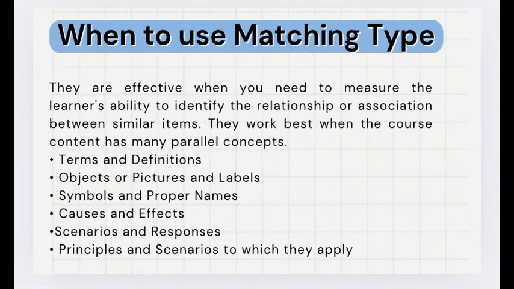Let's move on to when to use matching type. They are effective when you need to measure the learner's ability to identify the relationship or association between similar items.